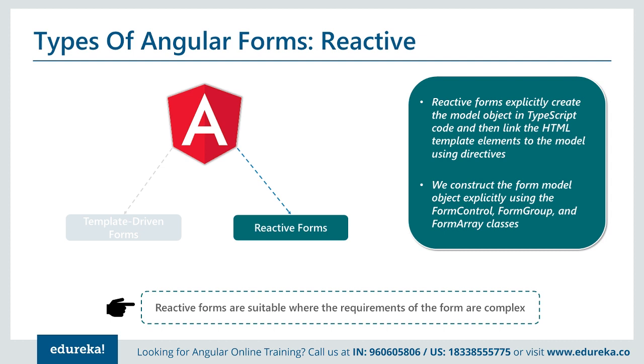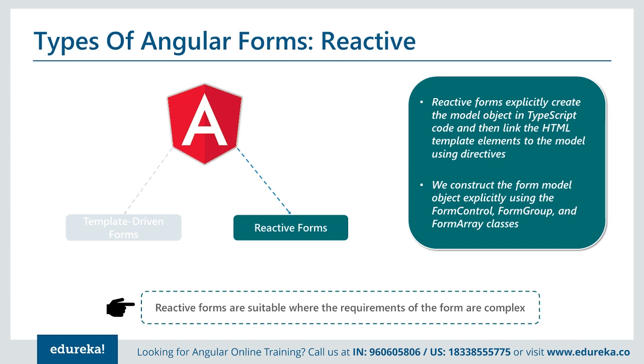Now you understand. They are clearly saying that reactive forms explicitly create an object of the model inside the TypeScript code. That means template driven forms work with HTML, while reactive forms work with the TypeScript component code. We construct the form model object explicitly using the FormControl, FormGroup, and FormArray classes. So you need to understand three things: form control, form group, and form array classes. How it works, we will see.